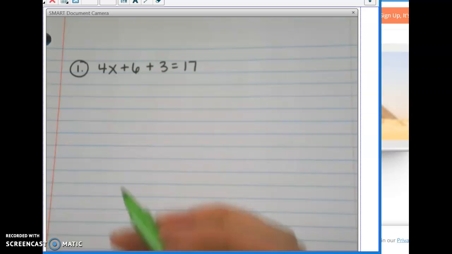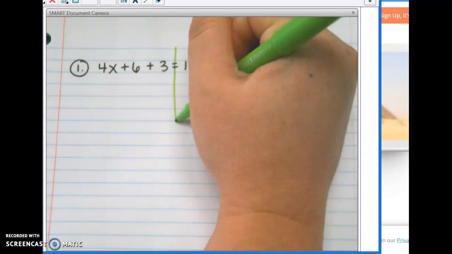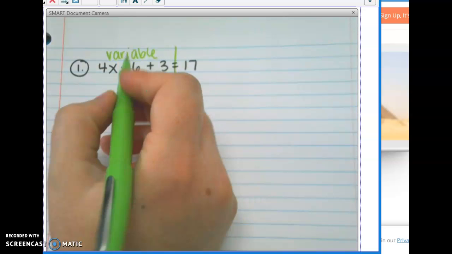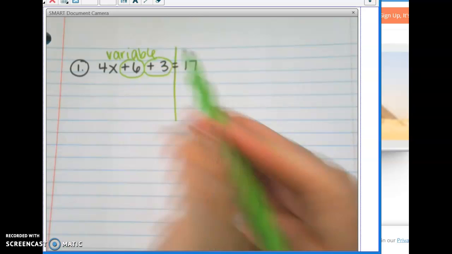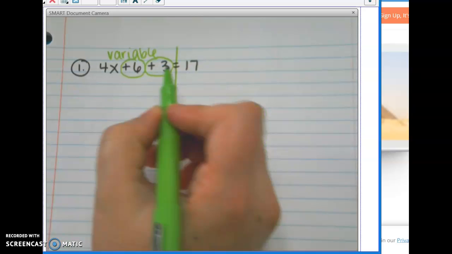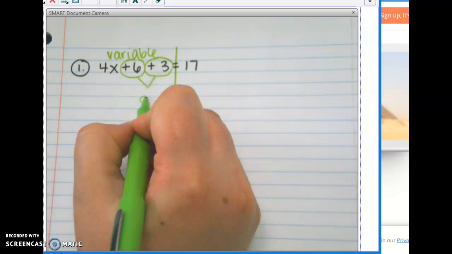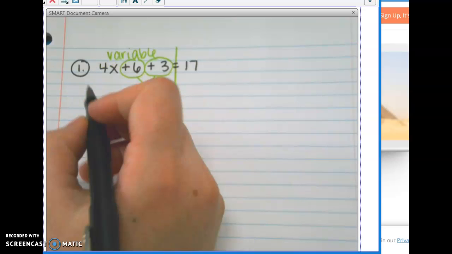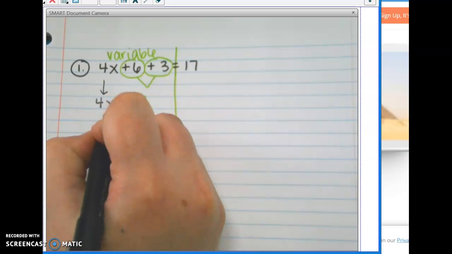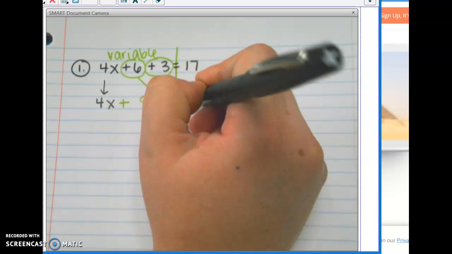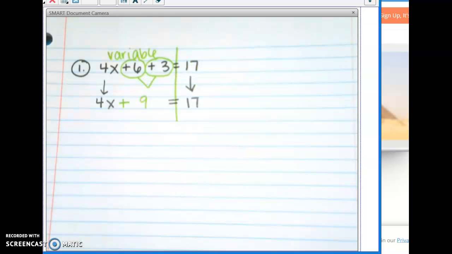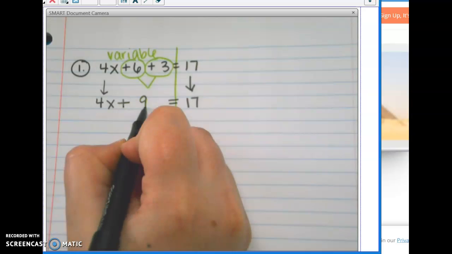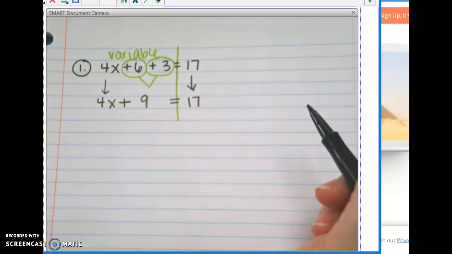Alright, I'm going to start working it out. I notice my variable side has two constants that I'm going to have to combine together. So 6 plus 3 is 9, and because it's a positive 9, I'll go ahead and put plus 9. I don't have any other variables to combine, and I'm just going to drop down the 17 that was on the other side of the equation. So my two-step equation is 4x plus 9 equals 17.